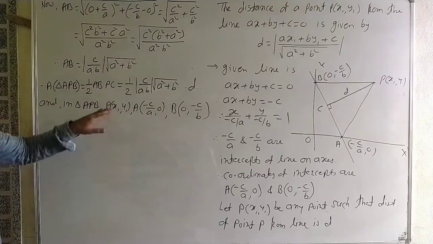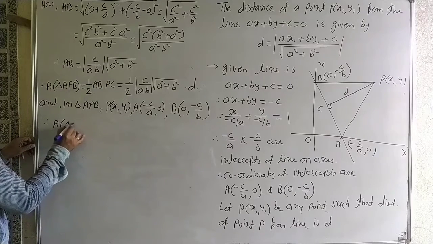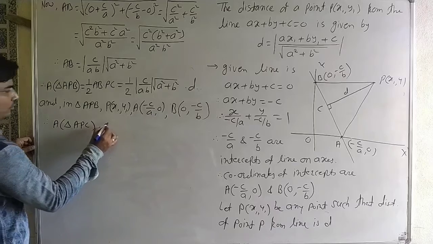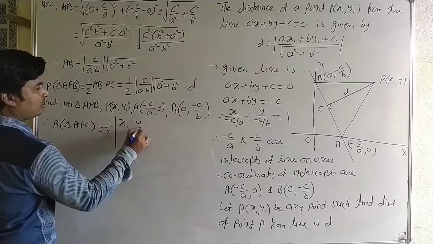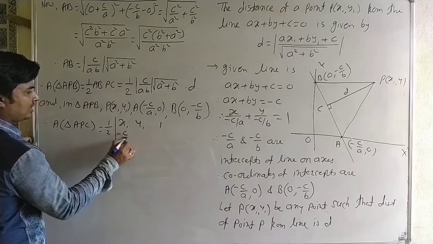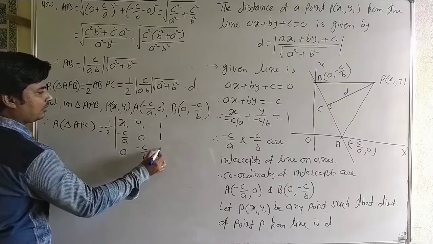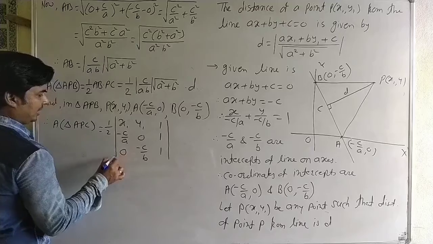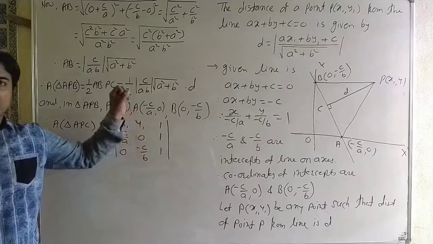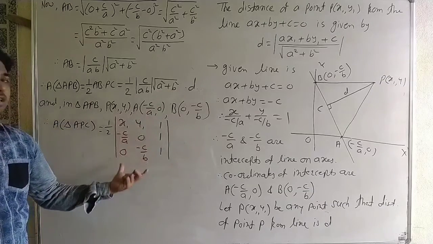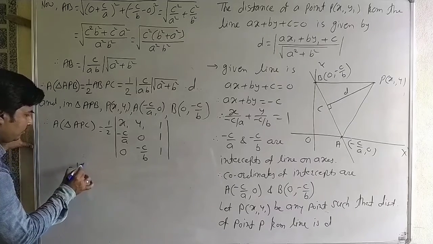Here the three vertices are given, and therefore area of triangle APB is equal to 1/2 determinant of x1 y1 1, minus C by A 0 1, 0 minus C by B 1. It is the area of triangle. If the value of the determinant is negative, then we take the absolute value for the area of the triangle. Now we calculate, it is 1/2, we take the absolute value.